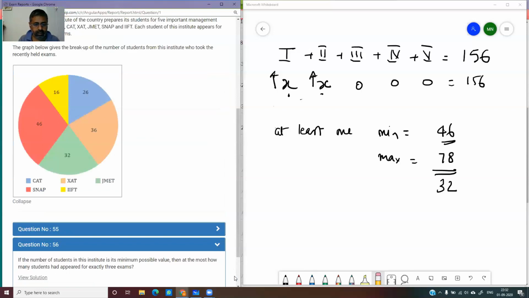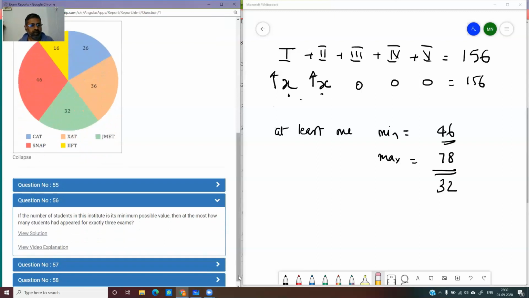If the number of students in this institute is the minimum possible value, then at most how many students have appeared for exactly 3 exams? Okay, which means they're saying that x is equal to 46. Now when x is equal to 46, what would be your answer for at most how many students have appeared for exactly 3 exams? X is equal to 46. Both these are 46, right? X is equal to 46.